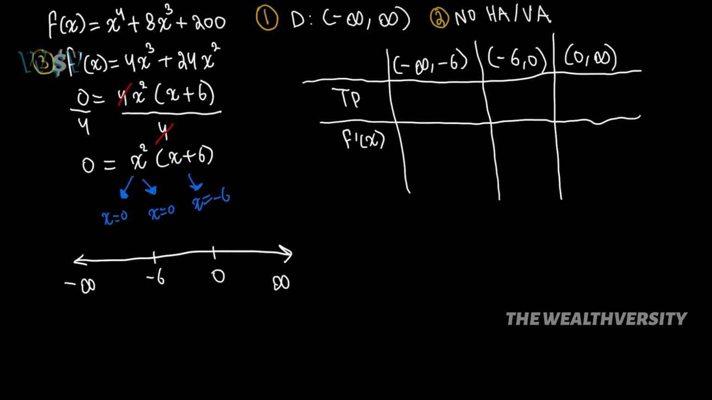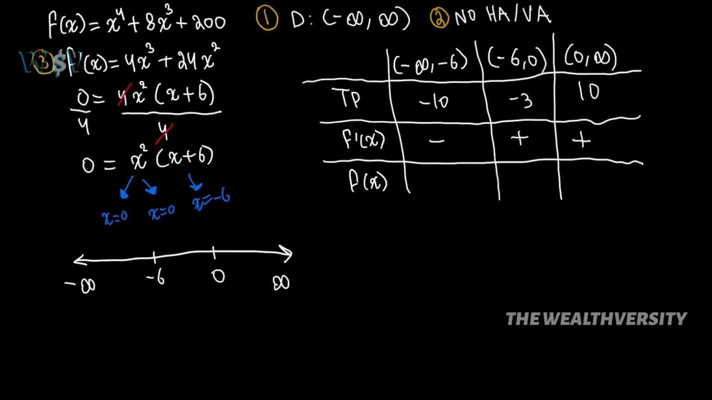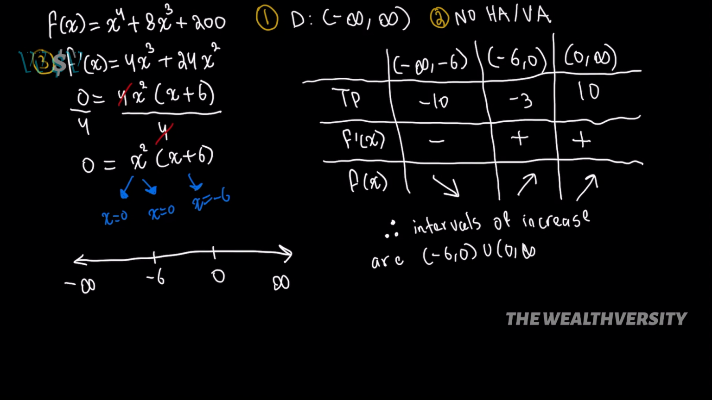Now we will use test points to determine the behavior of the function within each interval. We sub these test points in the first derivative, and if the first derivative is negative, then the function is decreasing. If the first derivative is positive, then the function is increasing. So we will use the test points -10, -3, and 10. If we sub in these test points, we get negative for the first interval and positive for the next two. So our intervals of increase are -6 to 0 and 0 to infinity, and our interval of decrease is negative infinity to -6.